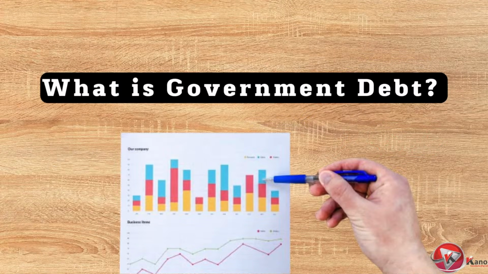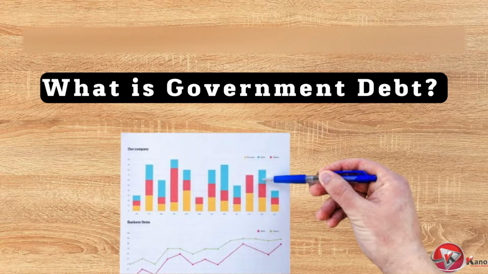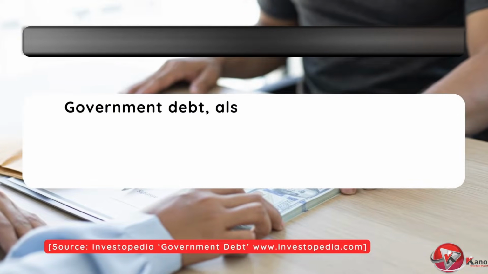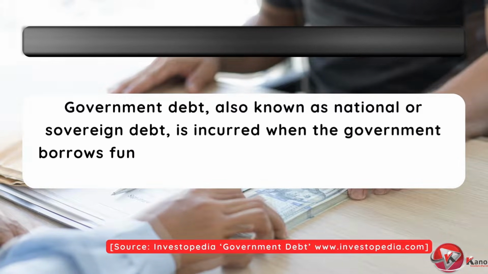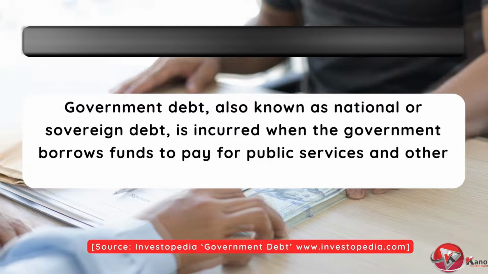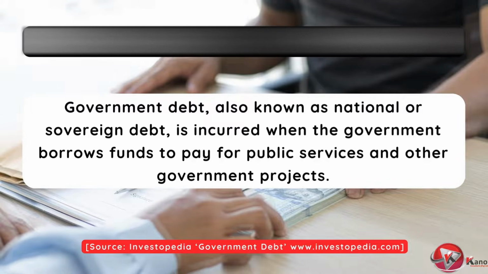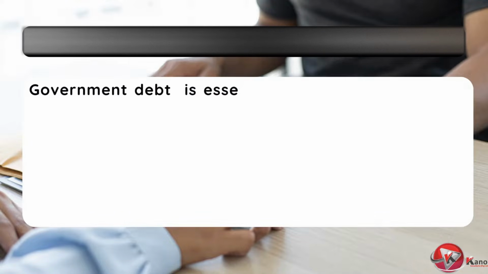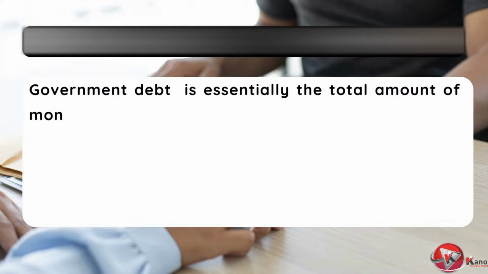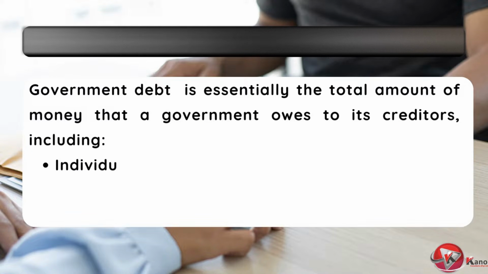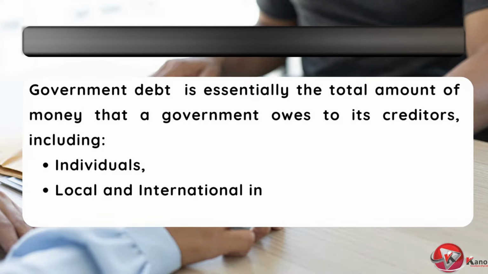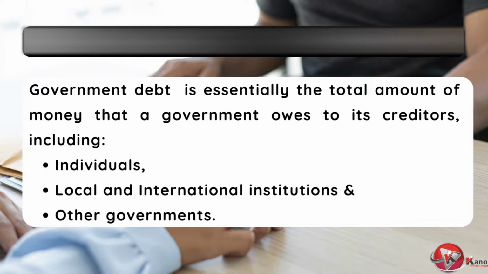Now, let's talk about government debt. Government debt, also known as national or sovereign debt, is incurred when the government borrows funds to pay for public services and other government projects. Government debt is essentially the total amount of money that a government owes to its creditors, including individuals, local and international institutions, as well as other governments.